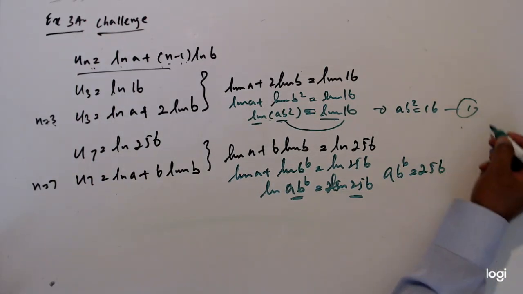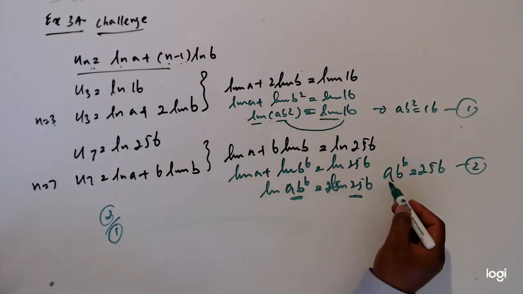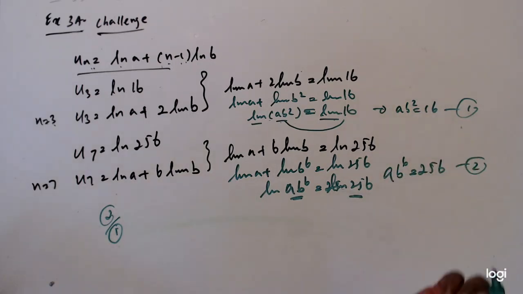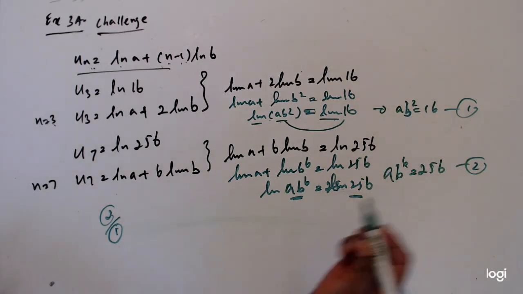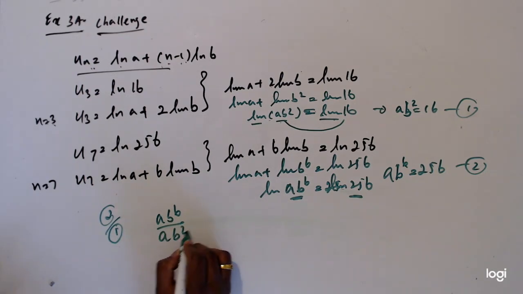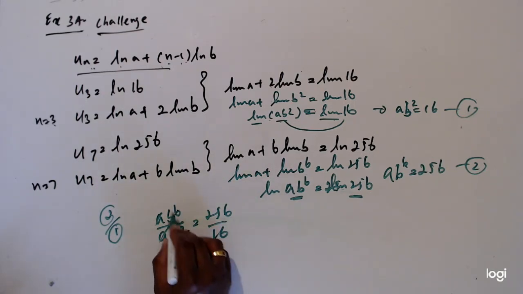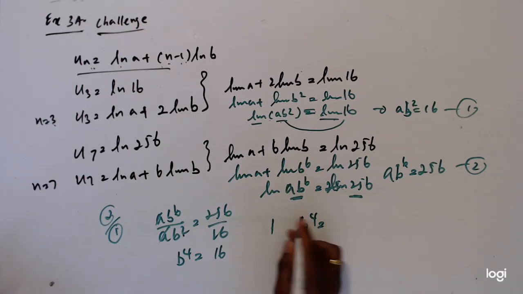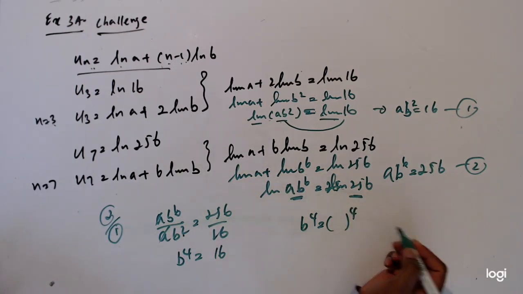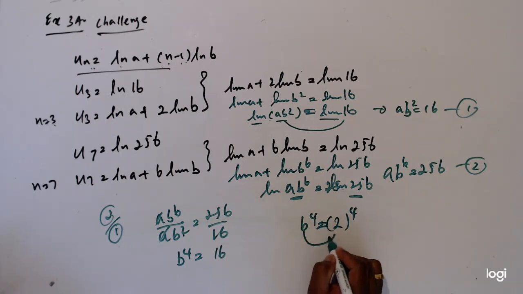Now this is 1 and 2. So 2 divided by 1, because I can see when I divide, a cancels out. This is the best way, and I will divide 2 by 1 because this is b to the power 6 and this is power 2. So a b to the 6 over a b squared equals 256 over 16. a cancels out. b to the 6 divided by b squared, that is b to the 4. And 256 divided by 16, that is 16. Then b to the 4 equals, I want to write 16 with power 4. So that is 2 to the 4. Then to make equal, this b has to be 2. So b equals 2.